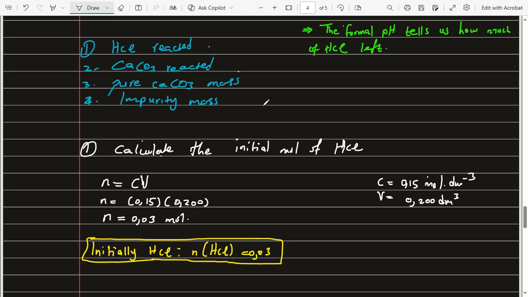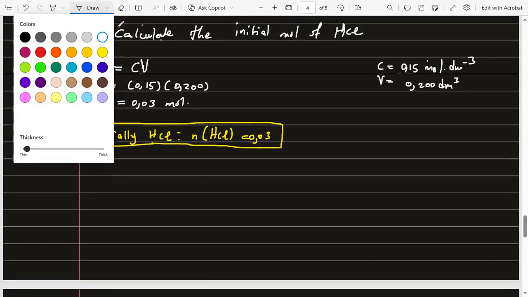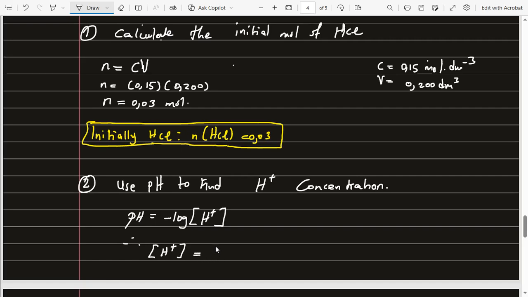Right, what's next? We need to use the pH to find the H plus concentration, okay? So on this next step, number 2, use the pH to find the H plus concentration. Remember the formula for pH, it's equal to negative the log of the concentration of H plus, and therefore the concentration of that H plus, if you still remember how the log works, will be 10 to the power negative the pH. The pH was given as 1.61, so this will be negative 1.61. So you just have to move from this and write it in that form. That's how it works.